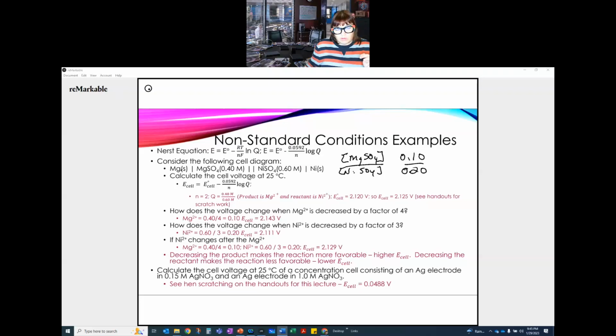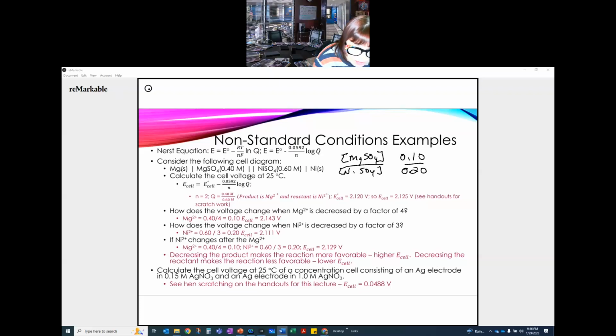Okay. Calculate the cell voltage at 25 degrees of a concentration cell consisting of an Ag electrode and 0.5 molar AgNO3 and an Ag electrode and a 1.0 molar AgNO3. What are we talking about here? Well, a concentration cell is exactly what it sounds like. We have the same system at 2 different concentrations. So my Ag in one case is 0.15, and in the other case it's 1.